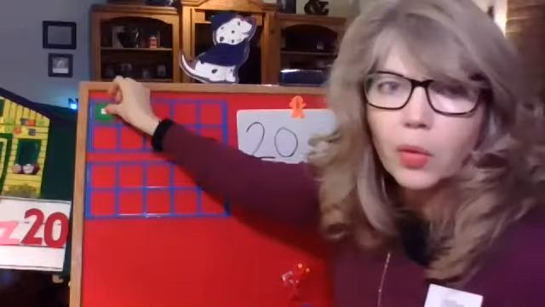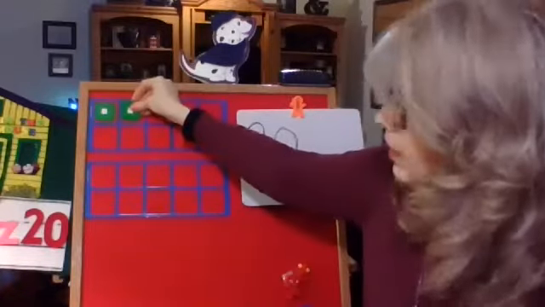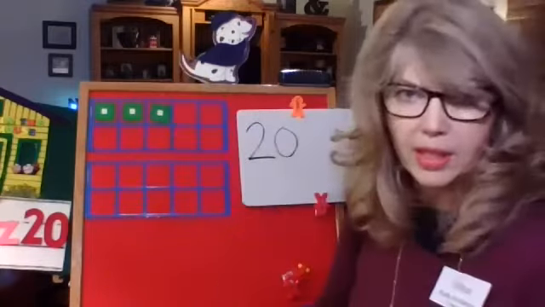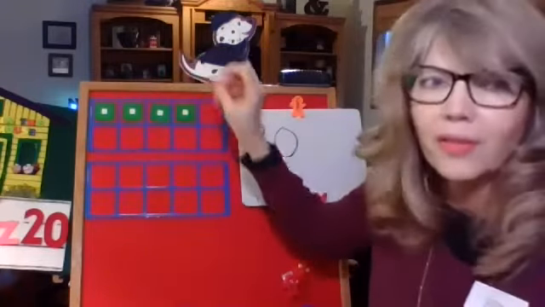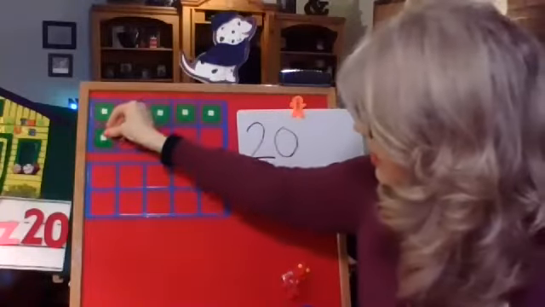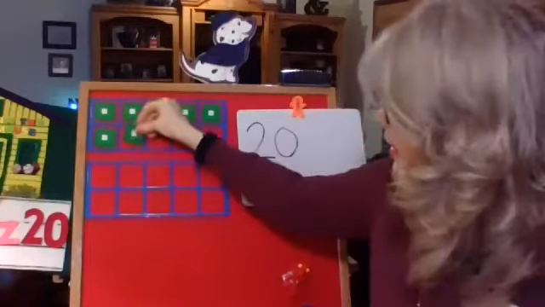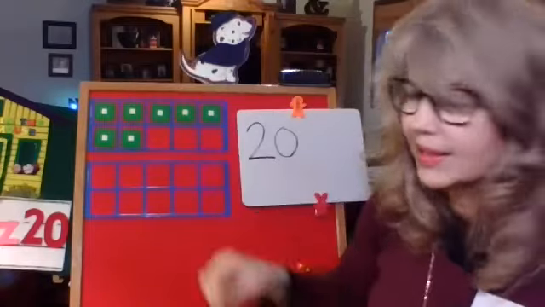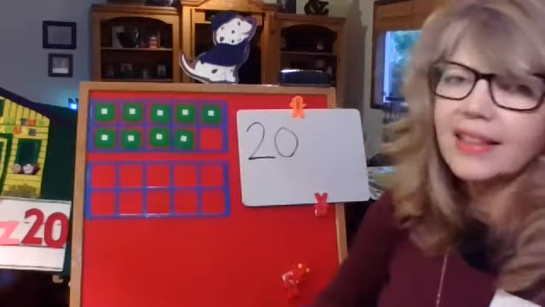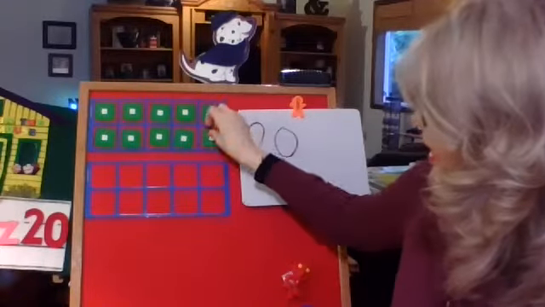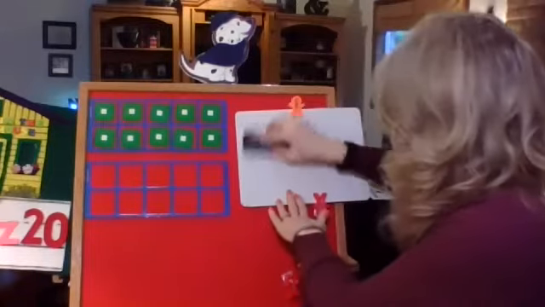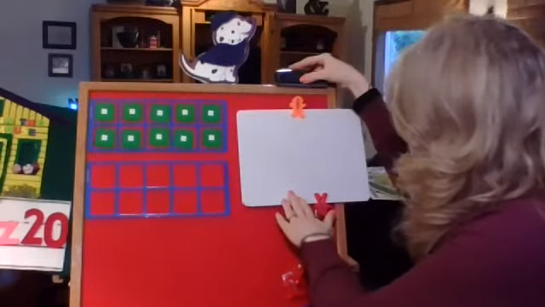So there's 1, 2, 3, 4, 5, 6, 7, 8, 9, 10. So if I was going to write that number, I could erase my number here on my trains.